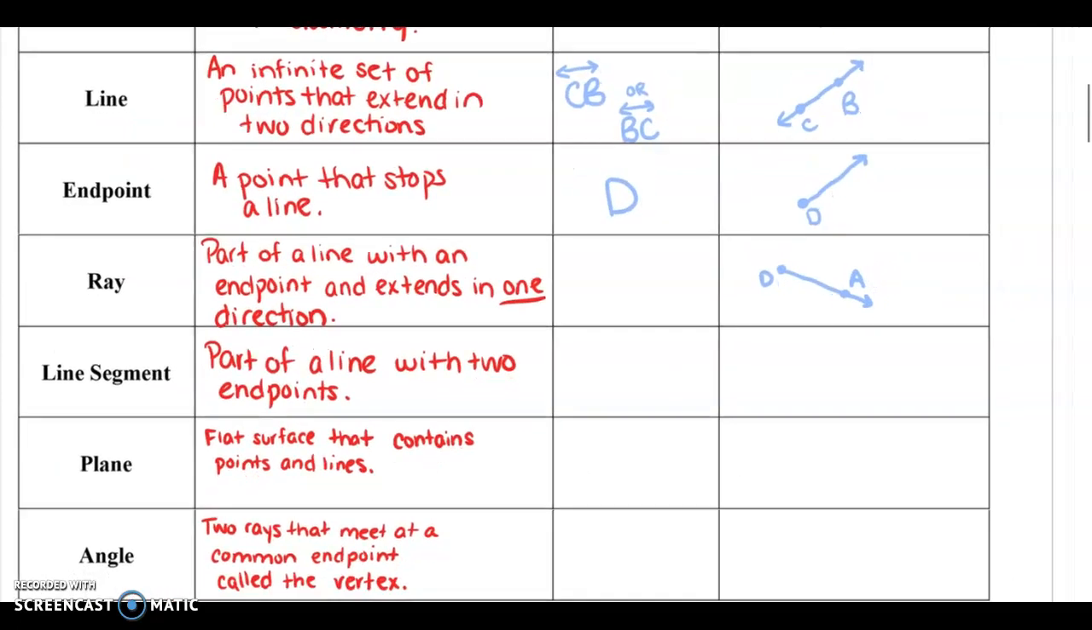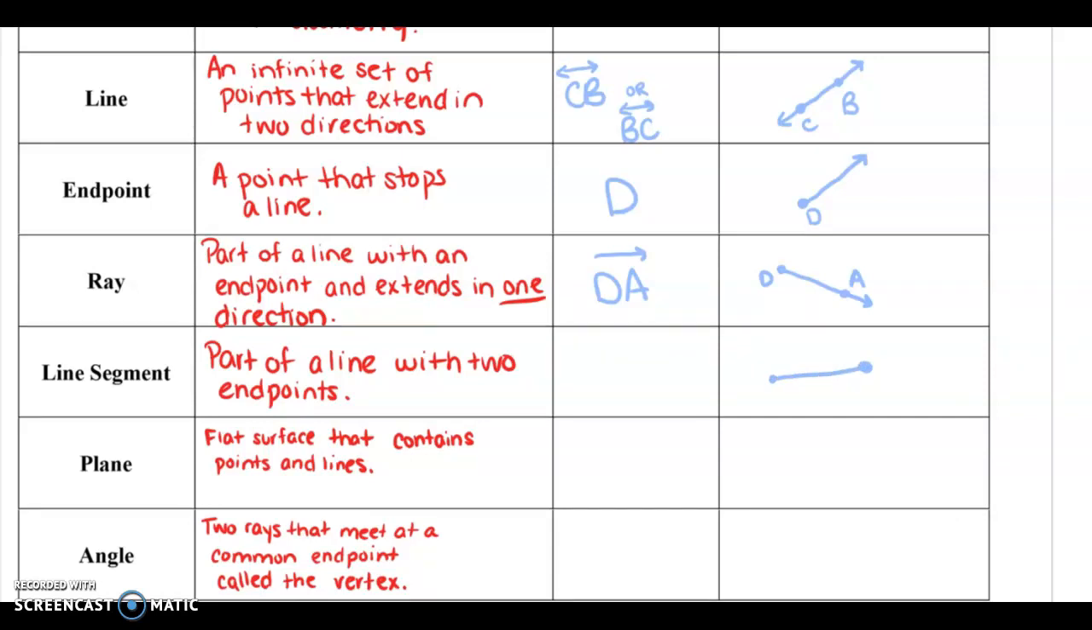So it's part of a line that has an endpoint, and the endpoint would be D, and it goes on in one direction. Now the order that you name the ray is important. You always have to start with the endpoint where it ends, and then you pick another point on the line, and then you draw a little ray over top of it to say that you're talking about the ray DA.